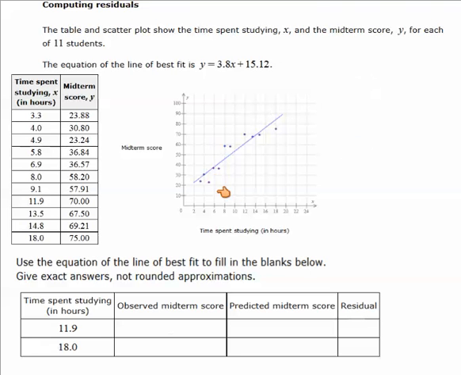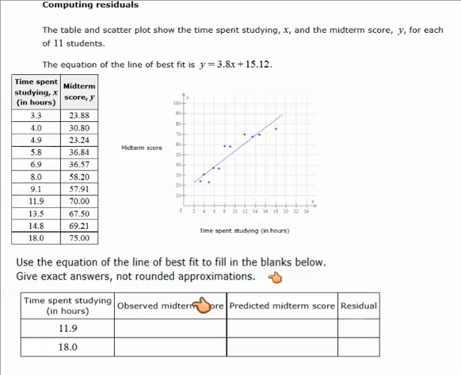Now here's our graph with all of our points plotted, but notice over here we have this table. This table represents the points on this graph. So these are our exact values. Okay, so let's take a look and see what we're going to do today. It says use the equation of the line of best fit to fill in the blanks below. Give exact answers, not rounded approximations.